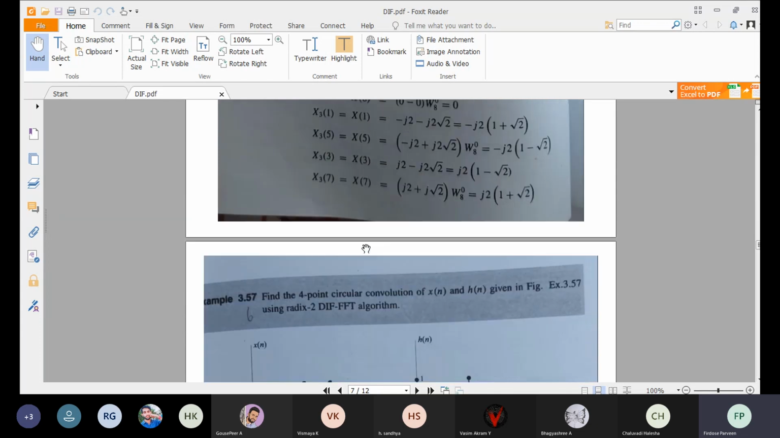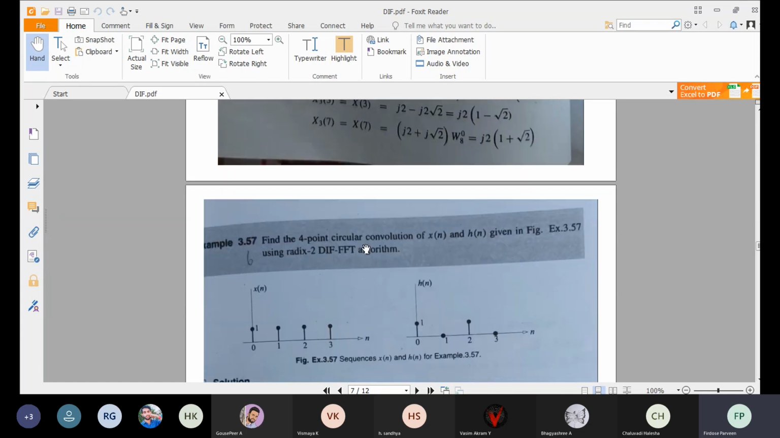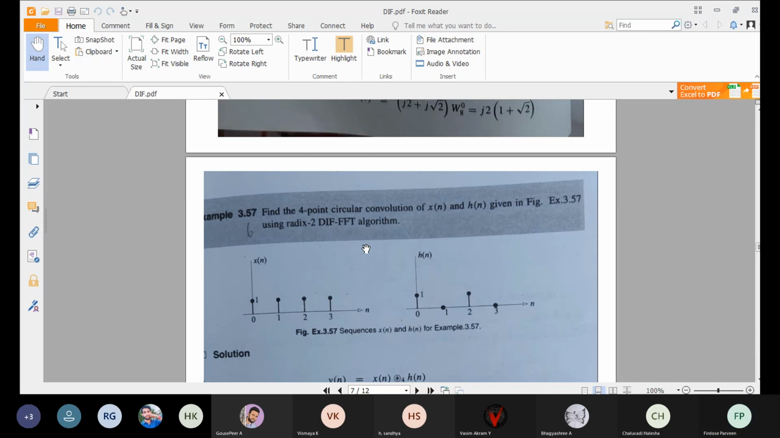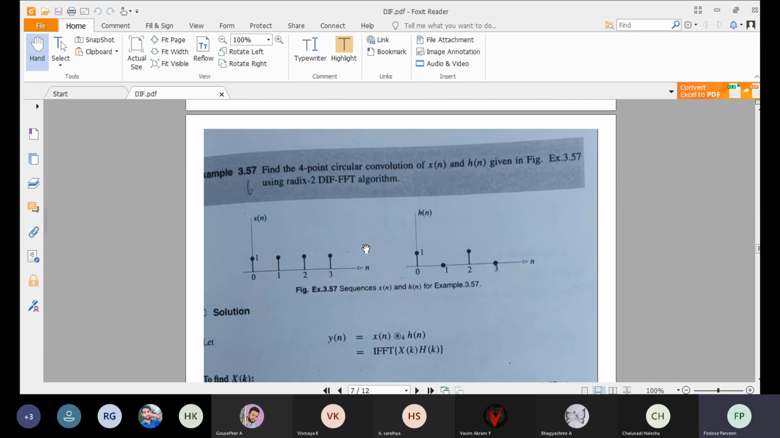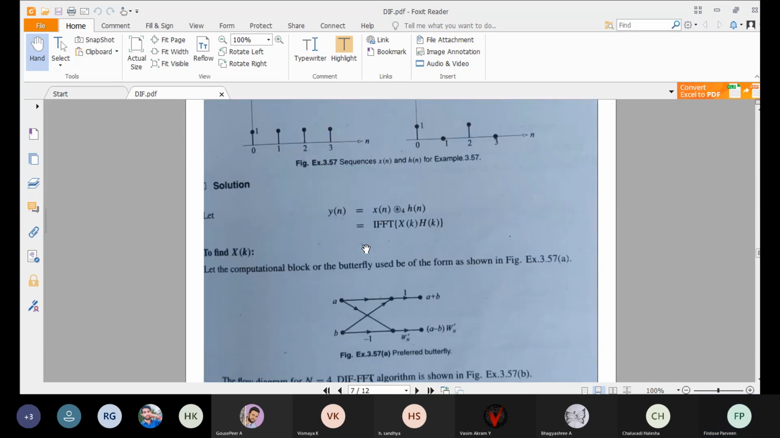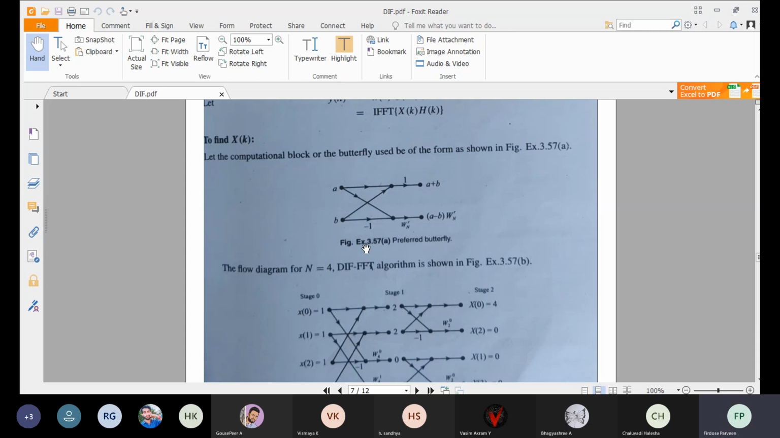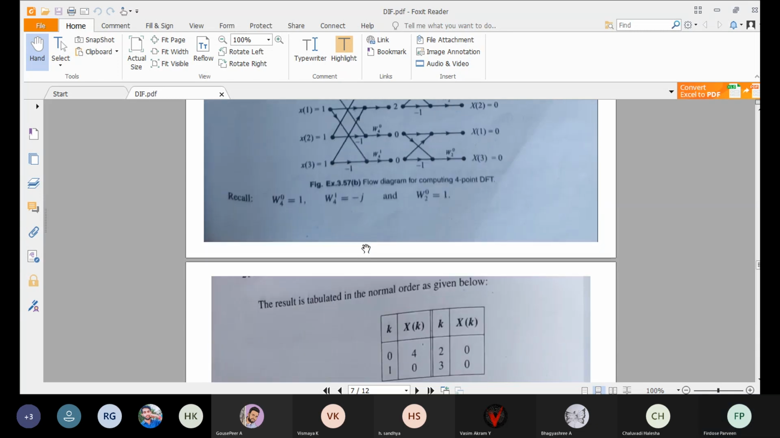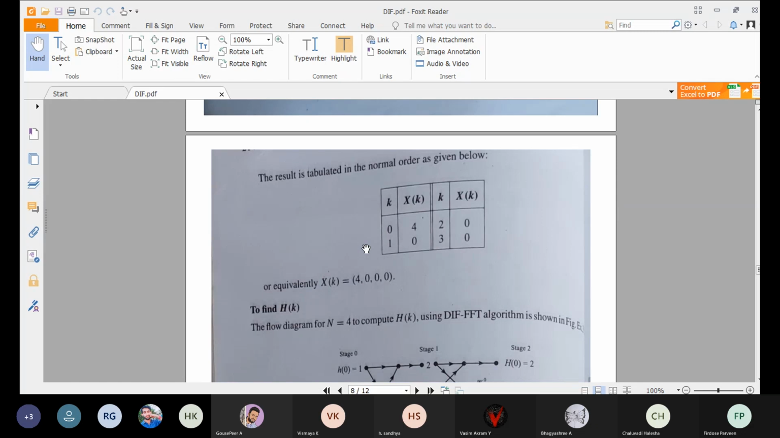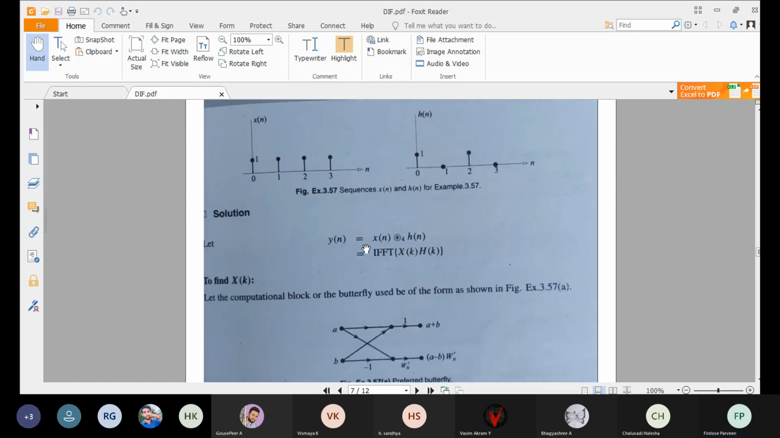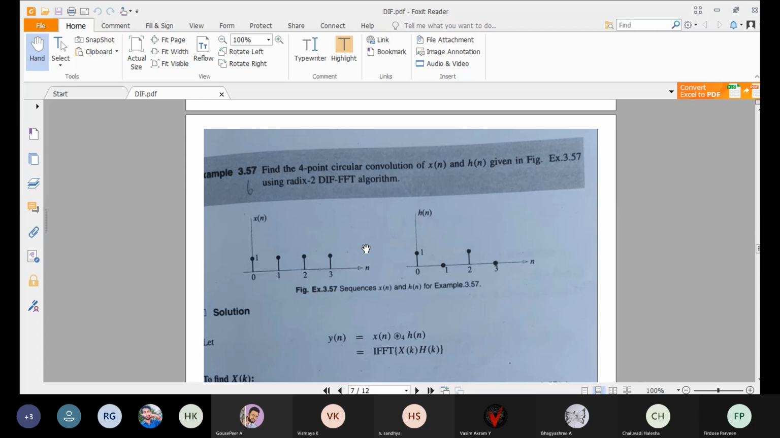The first stage, second stage. This one you have done. Find the 4-point circular convolution of x of n and h of n given in the figure using radix 2 DIF FFT. You have done this one.